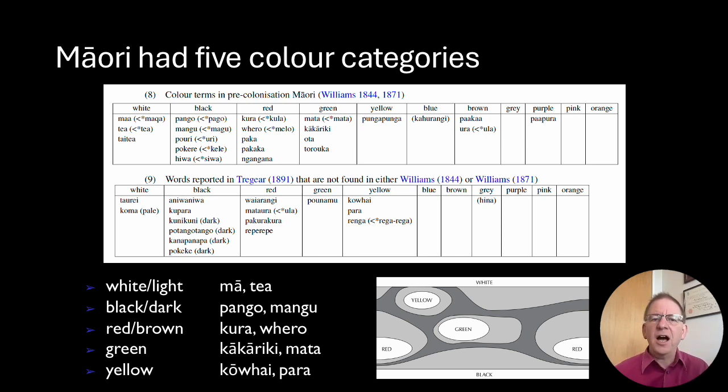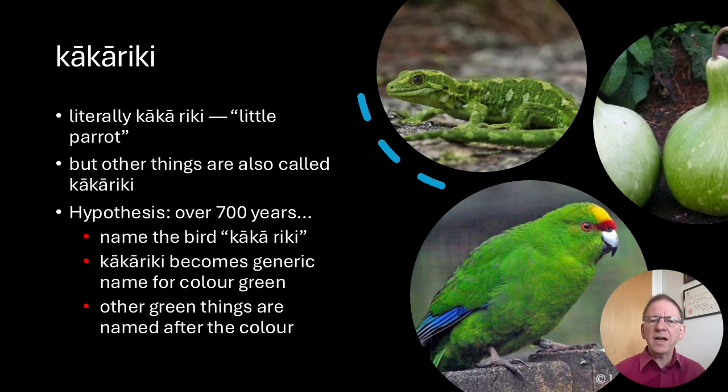There are 2 particular colour terms I want to draw to your attention. Kakariki for green and kowhai for yellow. These are completely new words. They have no precursors in Proto-Eastern Polynesian, and today they are the modern names for these two English colours. Kakariki is clearly not originally a colour word. It is derived from two words, kaka, parrot, and riki, little, so literally little parrot. But other things are also called kakariki, including this lizard and a type of green melon.